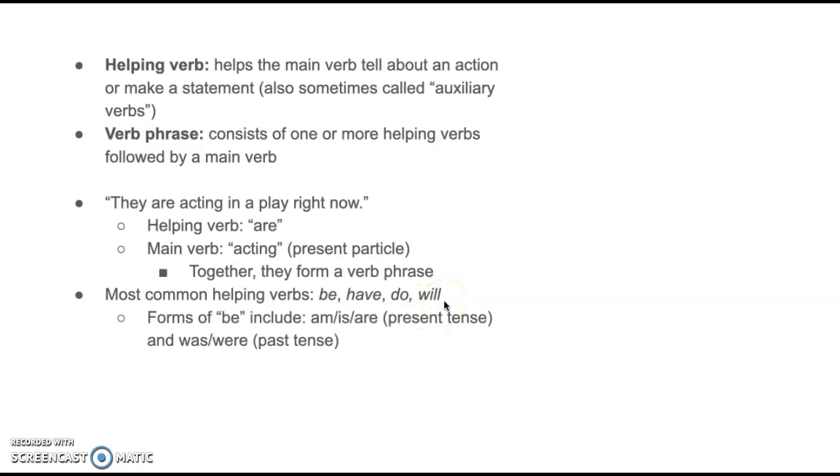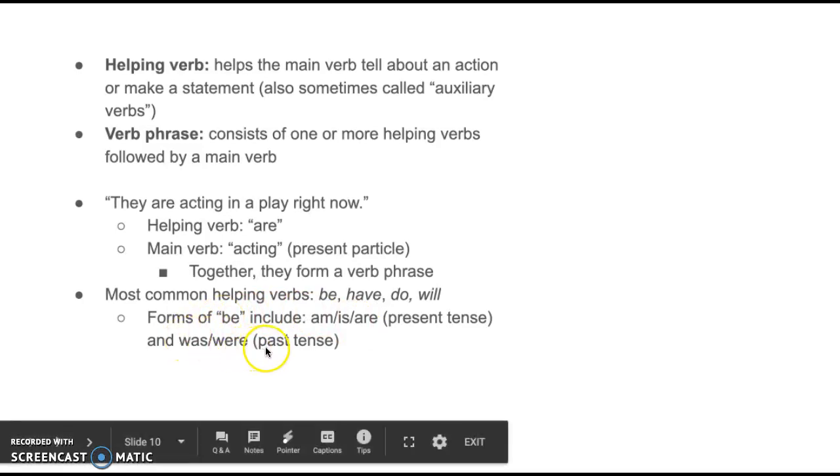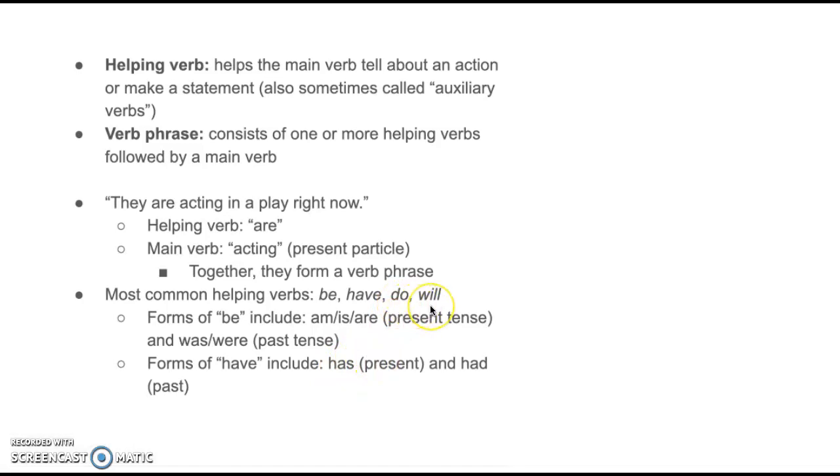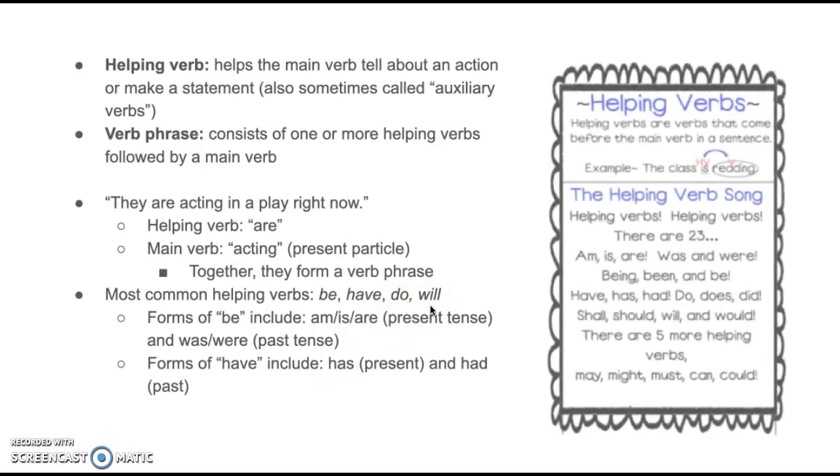Forms of be. There are many types of the form of the verb to be. They include am, is, are. These are present tense forms of be. Was and were are past tense forms of be. And there are also many forms of have, like has and had. Do has does and did, whereas will, it's just will.